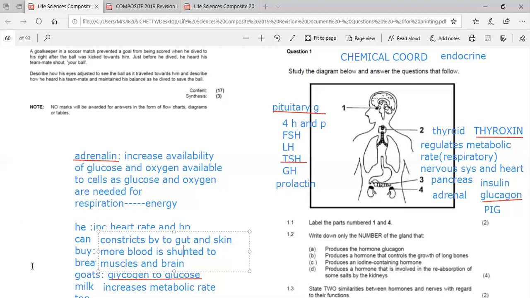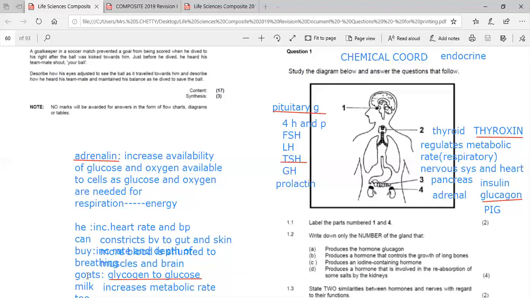So for 2 marks you are saying it constricts blood vessels to the gut and skin. Therefore, less blood will go to the gut and skin. It dilates blood vessels to the brain and muscles, causing more blood to go to the brain and muscles. And carried in the blood would be glucose and oxygen, which will be used during the process of respiration to provide huge amounts of energy. You are not just providing energy, you are producing large amounts of energy. And that is how you remember the functions of adrenaline.